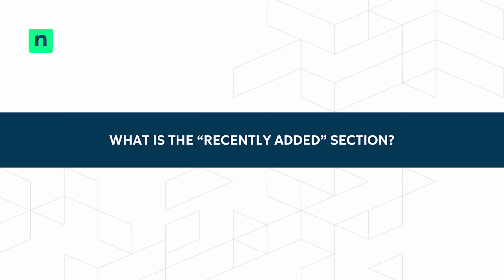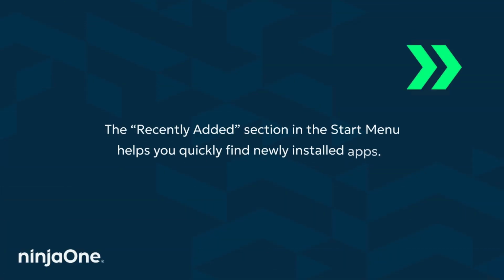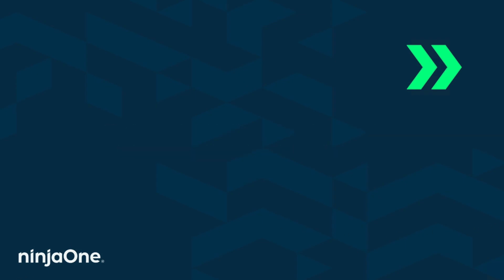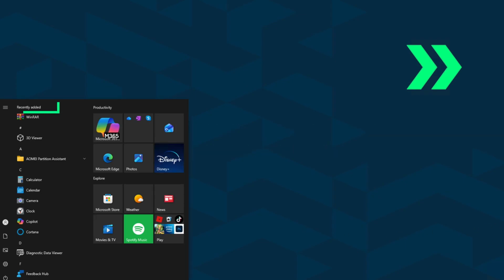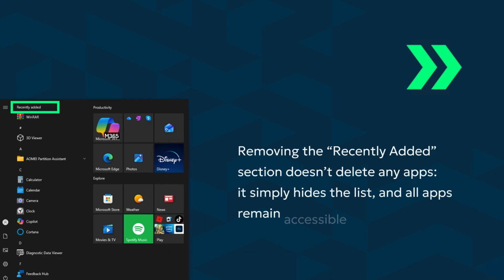What is the recently added section? The recently added section in the Start menu helps you quickly find newly installed apps. Located on the left pane, it updates automatically, making it easy to access programs you've just downloaded and installed. The good news is that removing the recently added section doesn't delete any apps. It simply hides the list, and all apps remain accessible and functional.